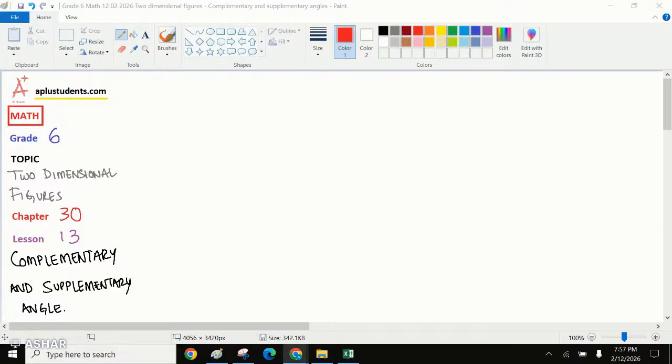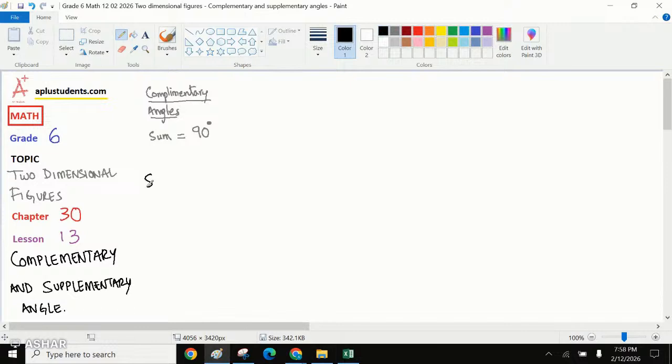Okay. So first I'll explain what complementary and what supplementary angles are. Complementary angles, they sum up to 90 degrees. In simple words, all the angles in a complementary pair would add up to 90.